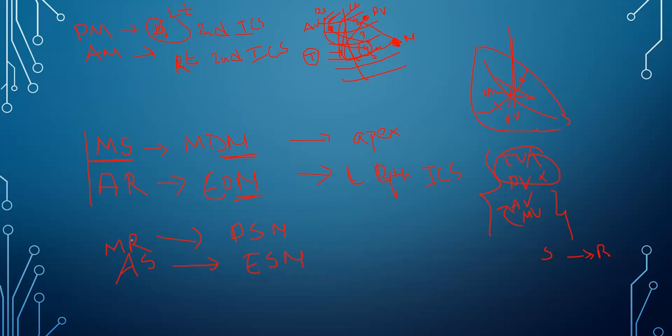Now we are left with MR and AS. Both will be systolic murmurs. You just need to remember that AS gives you ejection systolic murmur, and MR gives pansystolic murmur. Now the position: mitral is best heard at the apex. Aortic stenosis, now this will be best heard in the right second intercostal space. Okay, now both of these two murmurs radiate. Mitral regurgitation murmur radiates to the axilla. Aortic stenosis murmur radiates to your neck or carotid.